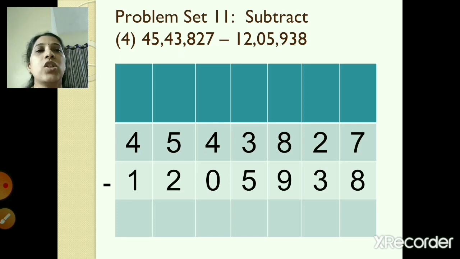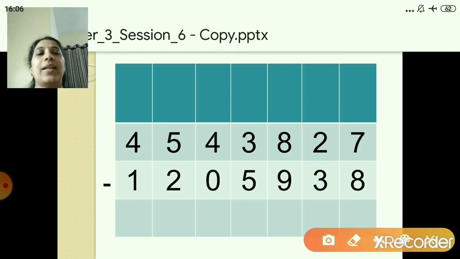Now let's arrange 12,05,938. So 8 in the units place, 3 in the tens place, 9 in the hundreds place, 5 in the thousands place, 0 in the 10,000s place, 2 in the lakhs place, and 1 in the 10 lakhs place. So now let's carry out the subtraction from our right hand side.